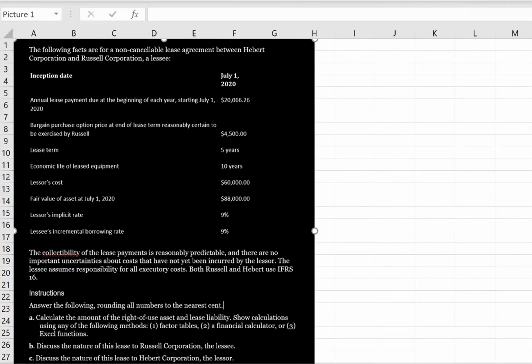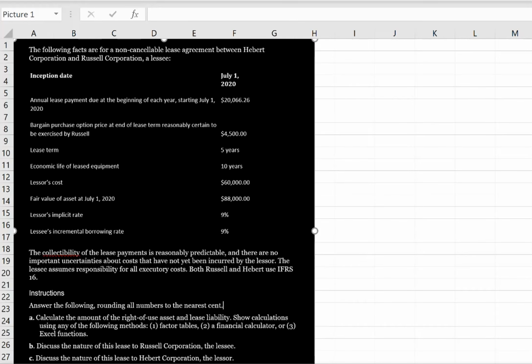The following facts are for a non-cancelable lease agreement between Hebert Corporation and Russell Corporation, a lessee. Inception date, July 1st, 2020. Annual lease payment due at the beginning of each year, starting July 1st, 2020: $20,066.26. Bargain purchase option at the end of the lease term, reasonably certain to be exercised by Russell, $4,500.